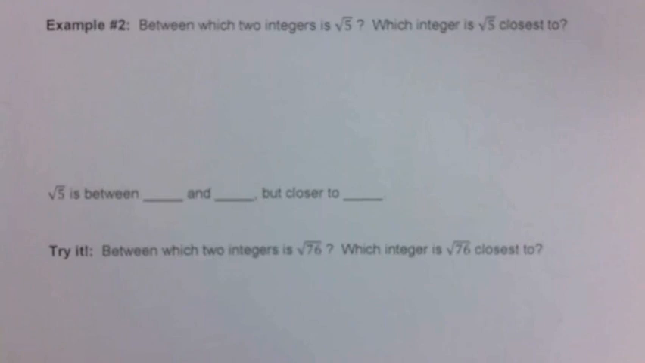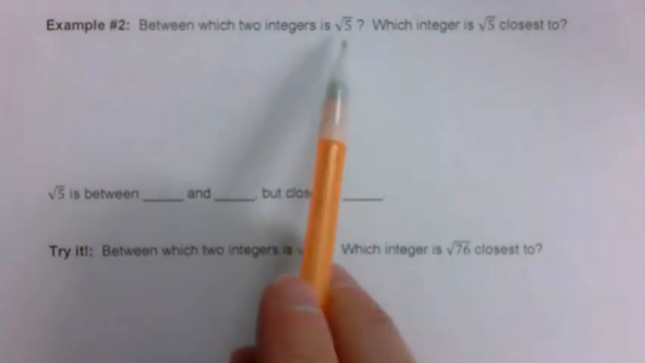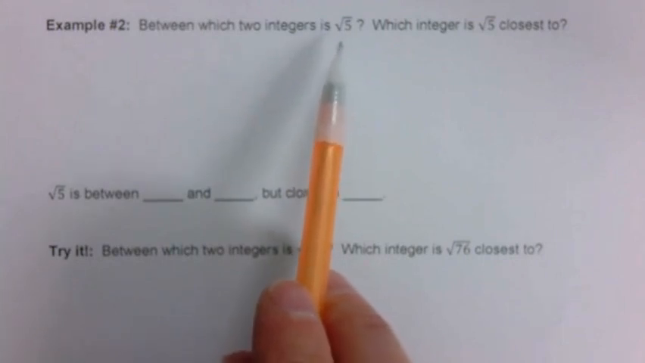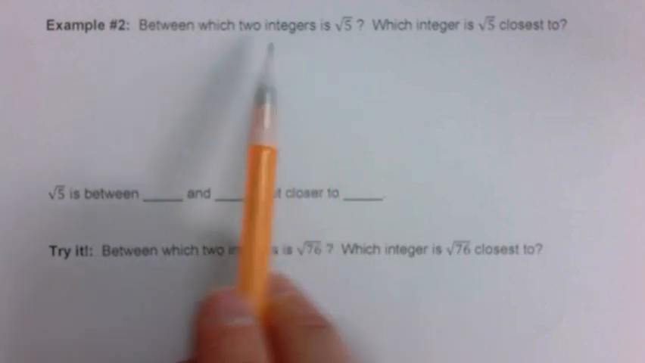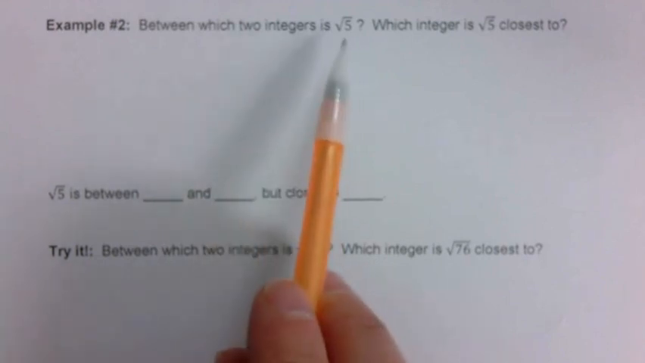Example 2 asks between which two integers is the square root of 5? And then they also want to know which integer the square root of 5 is closest to. All right, well, 5 itself is not a perfect square. If I were to take the square root of 5, I would get a non-terminating, non-repeating decimal, better known as an irrational number.